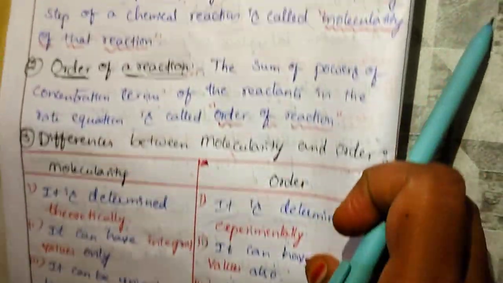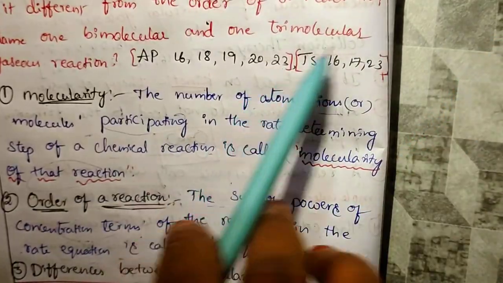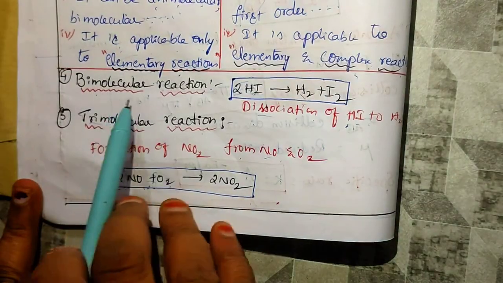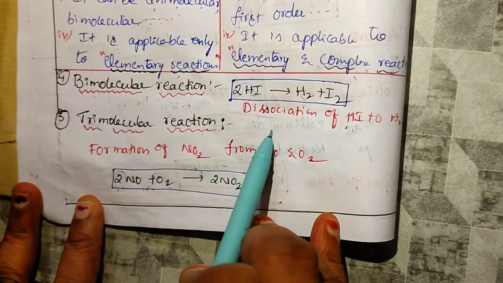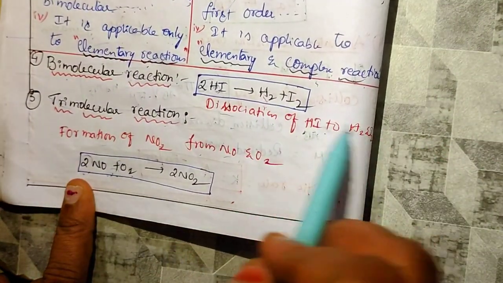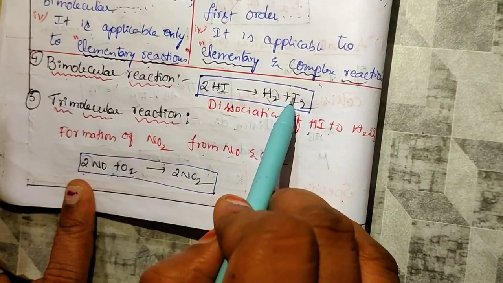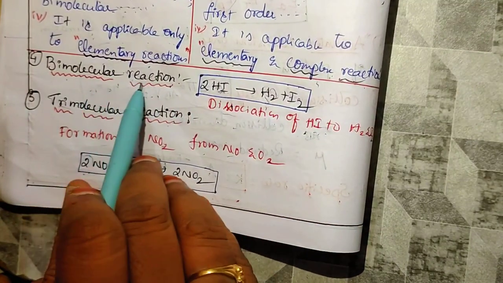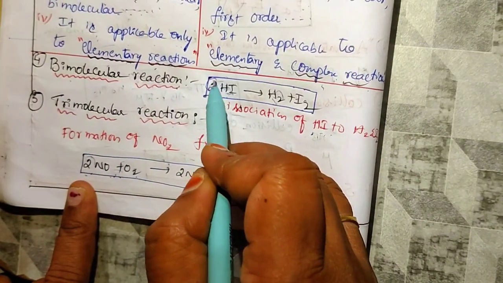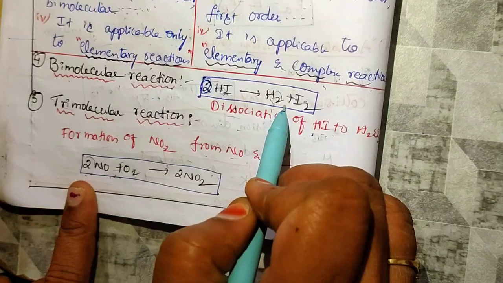In our question they have asked to name one bimolecular and one trimolecular gaseous reaction. I already explained the examples. For a bimolecular reaction: dissociation of HI, hydroiodic acid, into hydrogen and iodine. This is an example of a bimolecular reaction, because only two molecules participate.